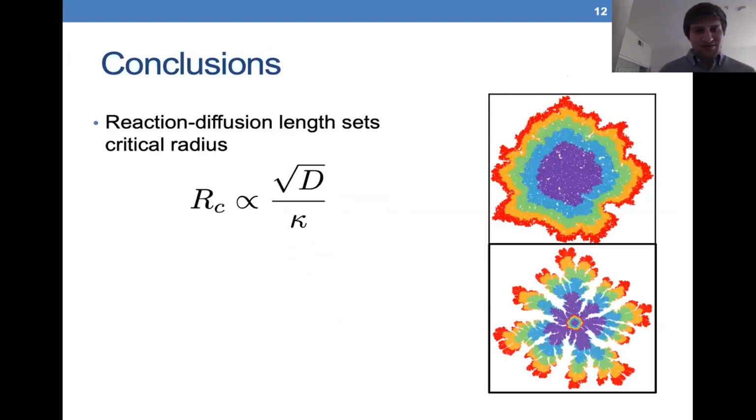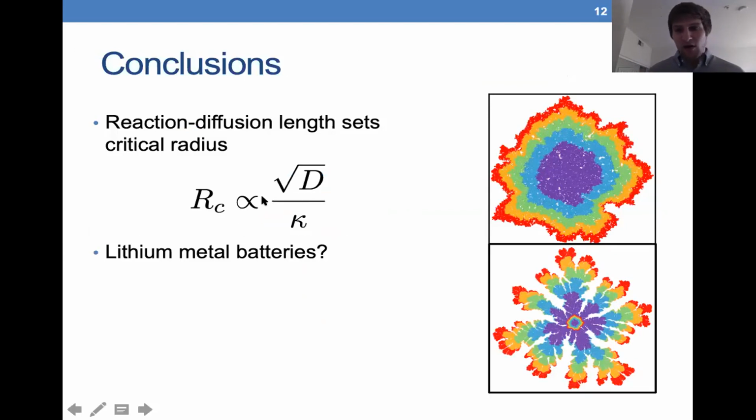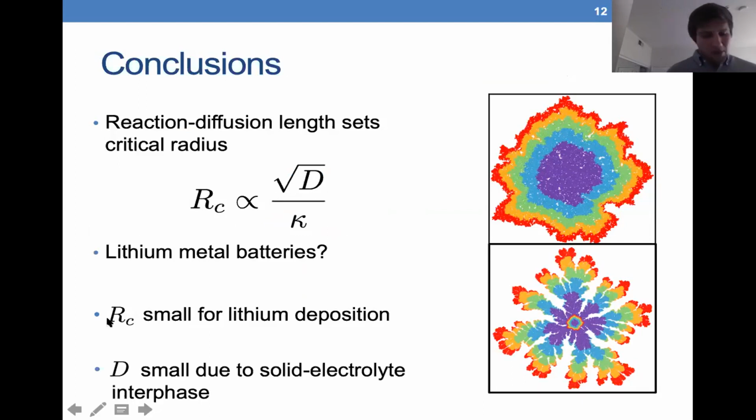Just to conclude, we've confirmed that the reaction diffusion length controls the critical radius. We can now think about how this might apply in batteries. We expect that the critical radius is small for lithium metal. That's why we form dendrites. We get very quick crossovers from compact to dendritic morphology, and that's why we get a lot of dendrites. So we expect R_c to be small, and we might think about why that is.